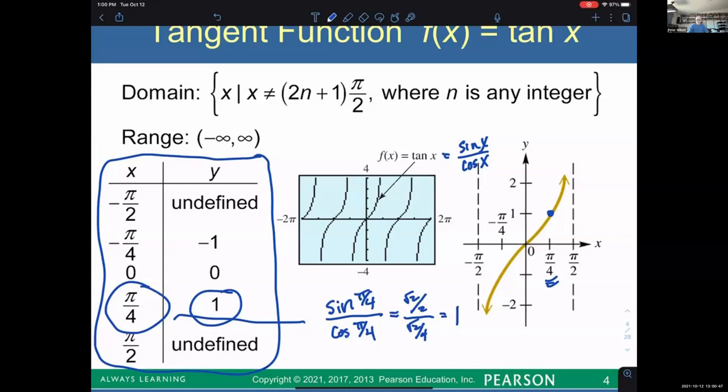When I plug in a 0, sine of 0 is 0, cosine is 1. So when I plug in a 0, I get a 0. So it goes to the origin.